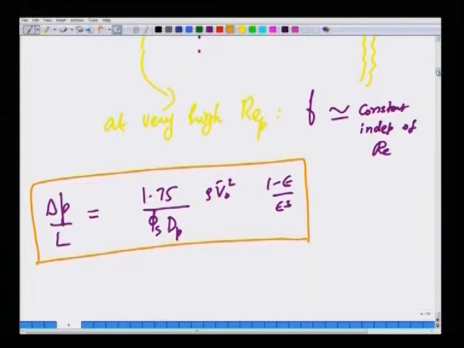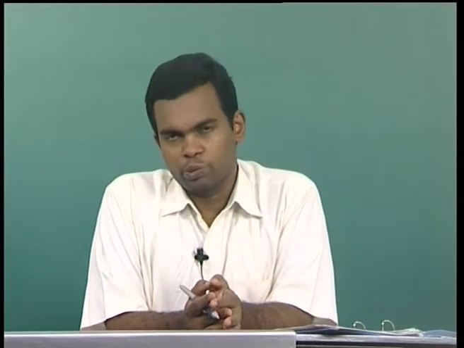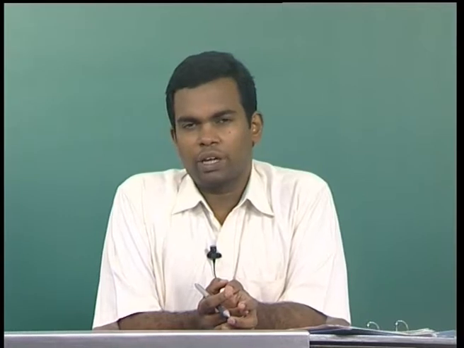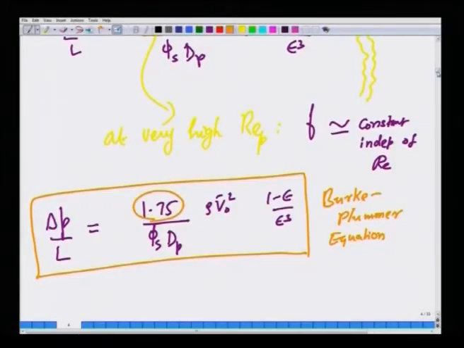Now, this is called the Burke-Plummer equation, the Burke-Plummer equation for high Reynolds number. We are essentially saying that in this bundle of tube model at high Reynolds numbers, if the tubes are very rough through which the fluid is flowing, which is the case in porous media, in packed beds, then we can treat the friction factor to be a constant independent of Reynolds number, correlate this expression with experimental data, and fix the constant to be whatever agrees with experimental data, which turns out to be 1.75.